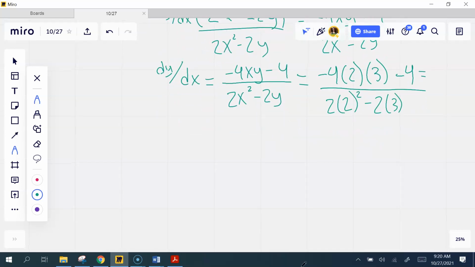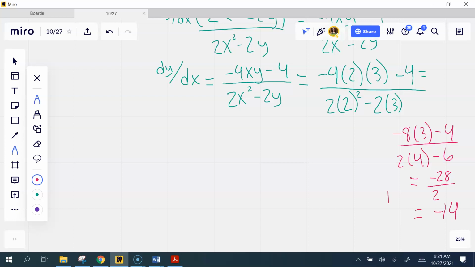So you end up getting negative 8 times 3 minus 4 all over 2 times 4 minus 6 equals. So we're solving for the tangent, so this is the slope of the tan line. We're finding the slope of the normal line, so you have to do the reciprocal of negative 14, which turns out being 1 over 14. Are we with me?